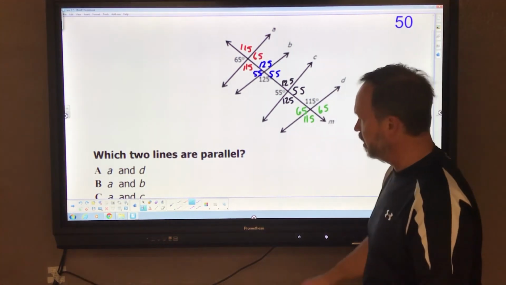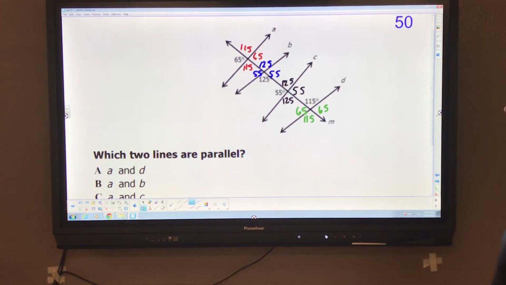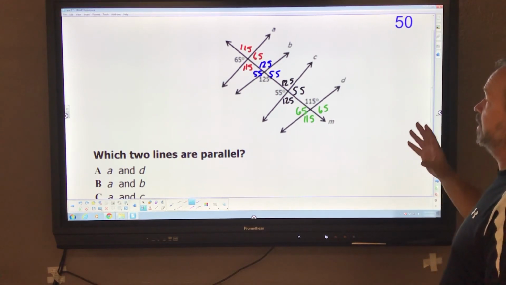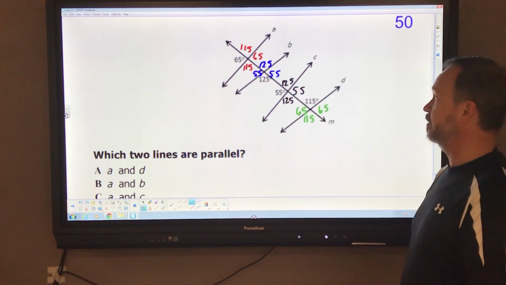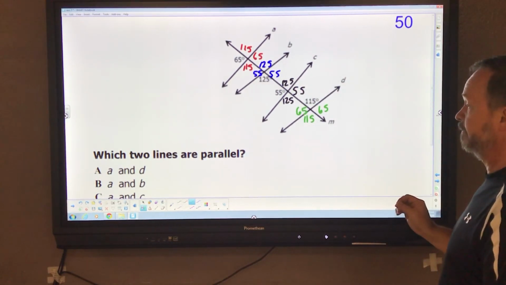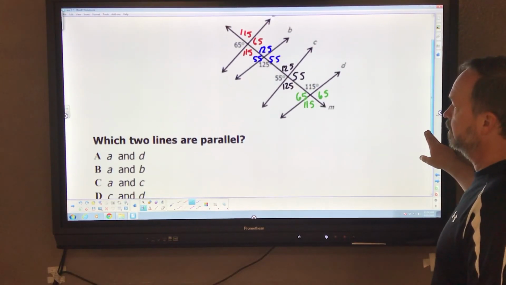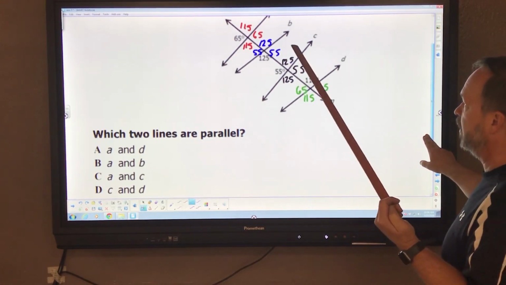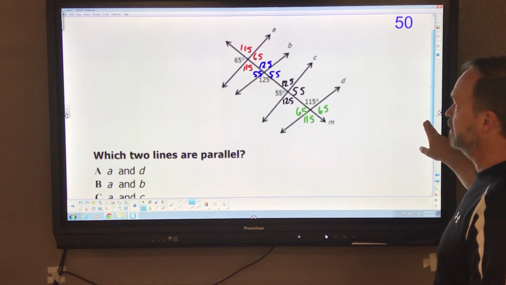So what you end up seeing here is that you've got the A and the D that are parallel. Now, who saw that when you looked at the picture? Probably not. But according to the math, that's how it's supposed to work. Also, the B and the C are parallel, according to the math. So it's A and D, which is the A answer, and B and C would have been parallel, but that's not one of the options. So the answer is A.